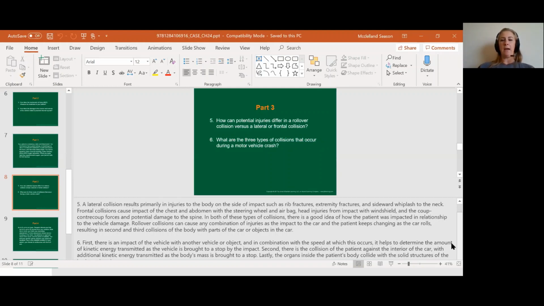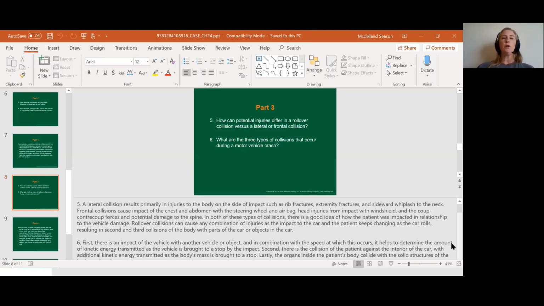Okay. So the answers here for number 5, a lateral collision results primarily in injuries to the body on the side of the impact, such as rib fractures, extremity fractures, and sideward whiplash to the neck. Frontal collisions can cause impact of the chest and abdomen with the steering wheel and airbag, head injuries from impact with the windshield, and the coup contrecoup forces and potential damage to the spine.